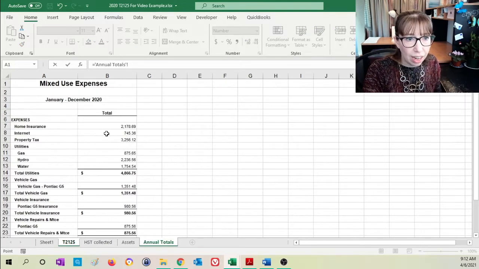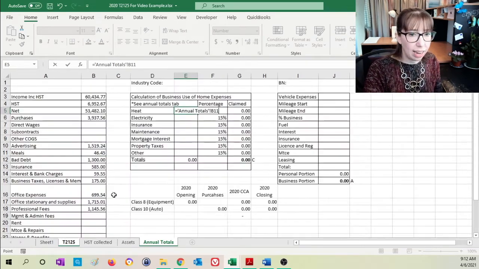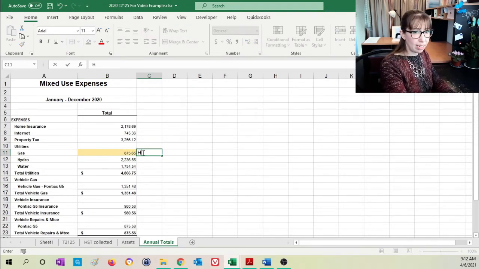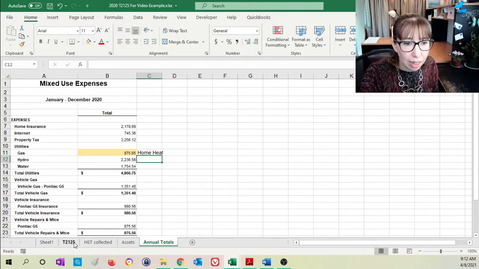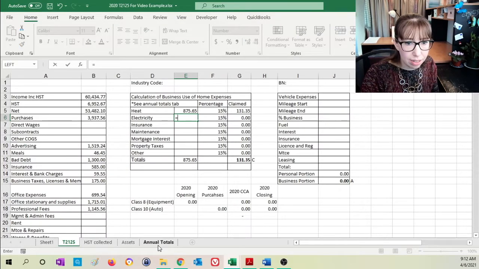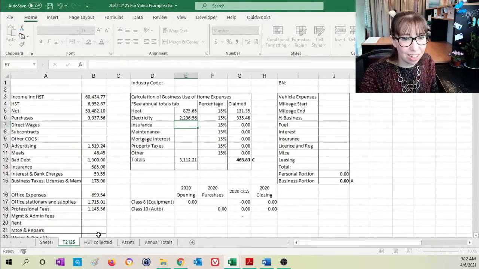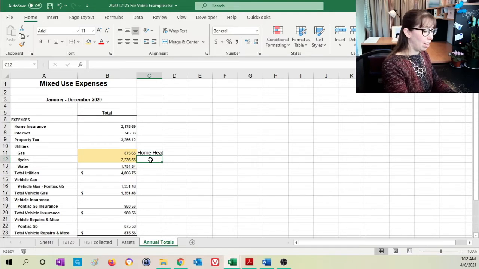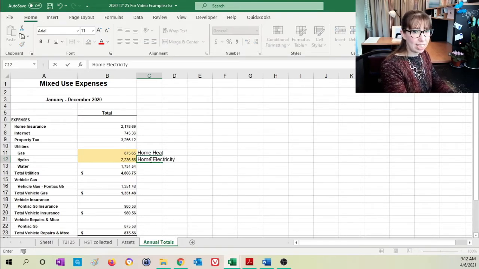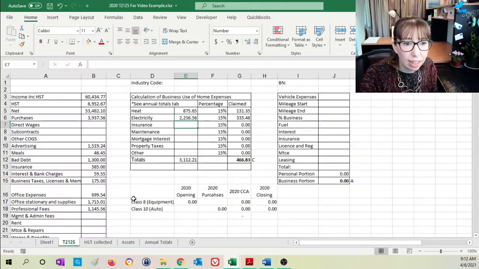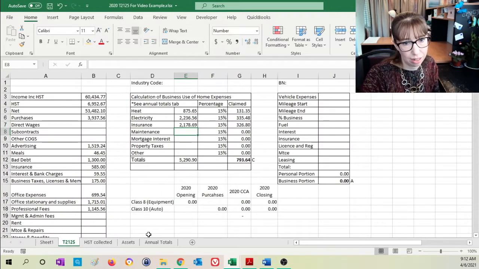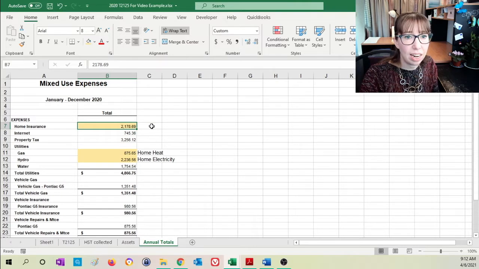Heat, I'm going to come over here, and there is my gas. And again, to make sure I don't miss anything, I'm going to highlight that in peach, and I'm going to say home heat, so I know which section I've put it in. Then I'm going to come over here, and electricity equals hydro. I think that's an Ontario thing. We call the electricity hydro here. I think that's colloquial. So home electricity. And then over here, I've got insurance. Again, this is just your home insurance right there. I'm going to make that peach, say that I've done it, and I'm going to say home insurance.